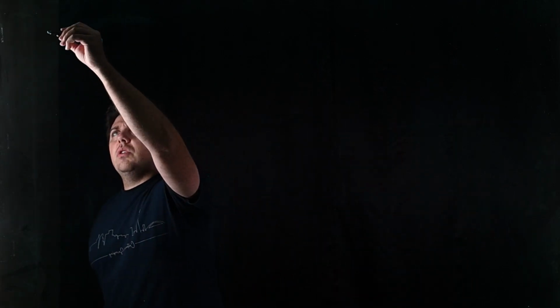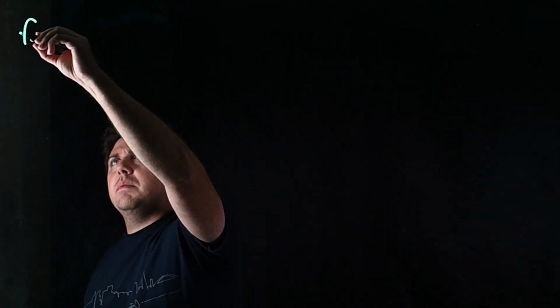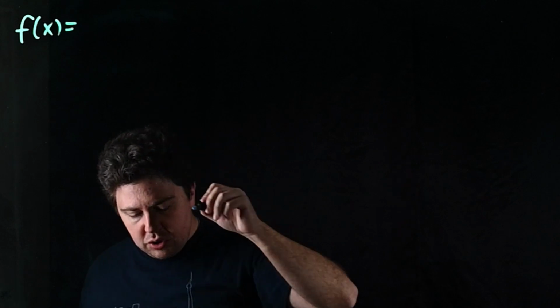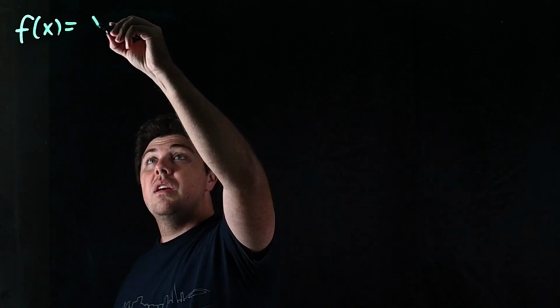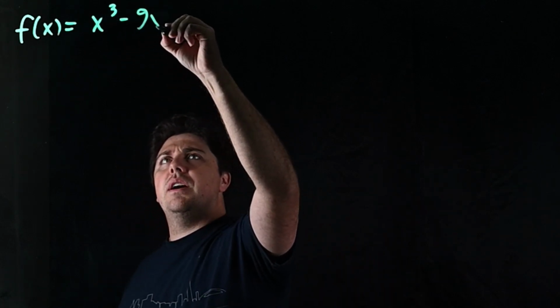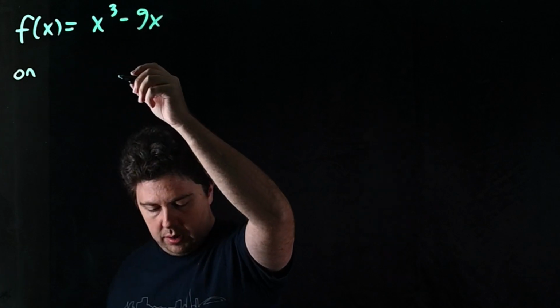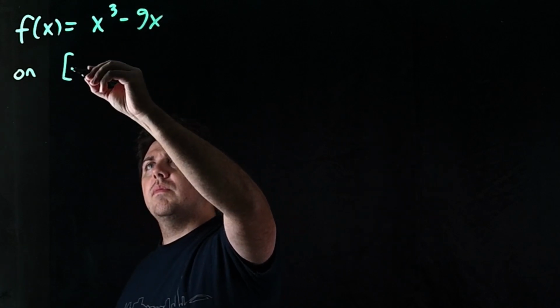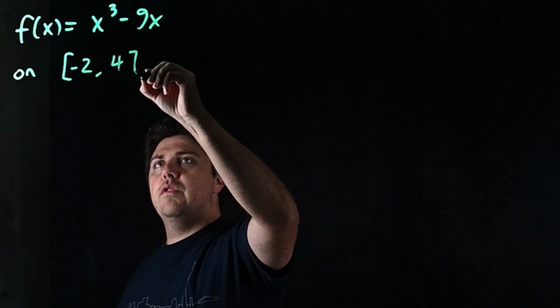All right, so let's talk about, as an example, f of x, and we'll just do a function we talked about before, x cubed minus 9x, but this time on the interval -2 up to 4.